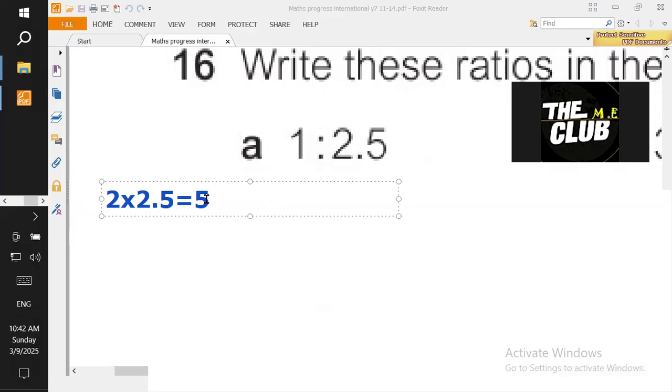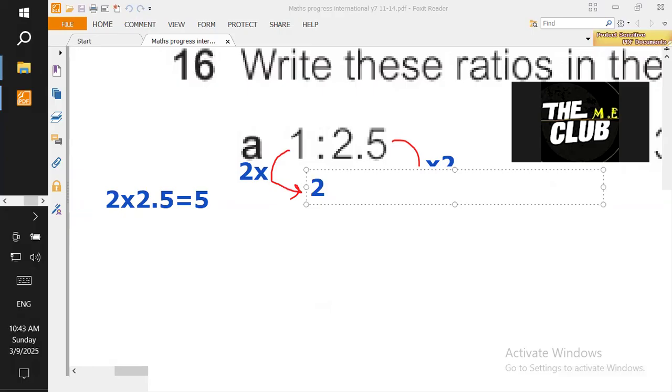Now here, I removed the decimal point. So it means I made this 5. And how did this become 5? Very good, by multiplying by 2. So this one is multiplied by 2 here. It means I'm going to do the same idea here. I'm going to multiply this by 2, and it will give me the answer of the ratio. So 1 multiplied by 2 is 2. So the final answer, or the simplified ratio, is 2 to 5. And this is how you answer a question like this.